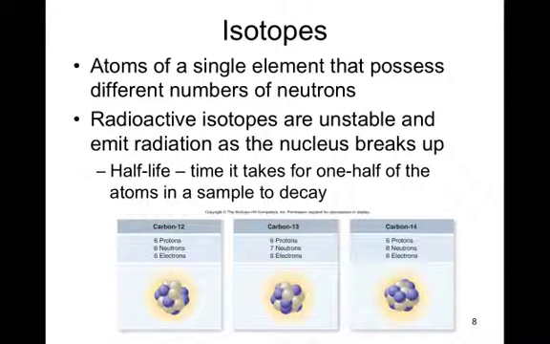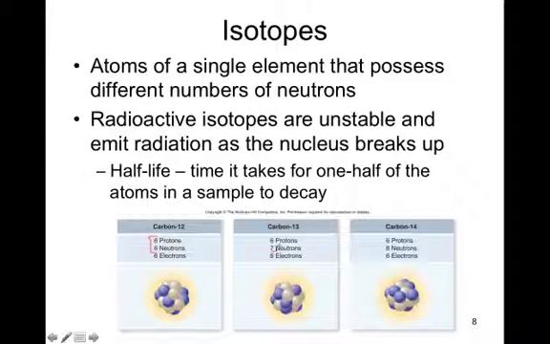Sometimes atoms of a single element possess different numbers of neutrons. These are considered to be isotopes. Over 99% of the carbon on Earth is carbon-12, that is, it has 6 neutrons and 6 protons. The other 1% is composed of some isotopes, those that have different numbers of neutrons than they do protons.